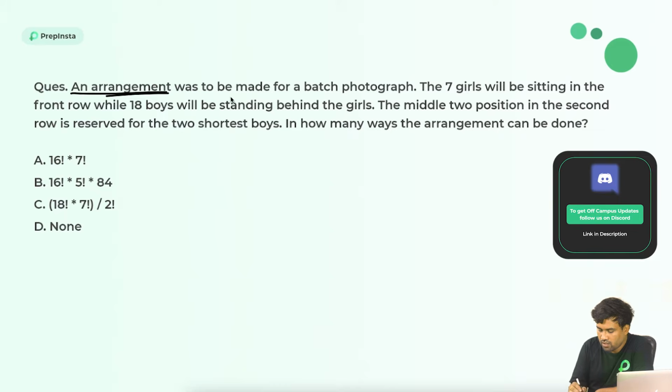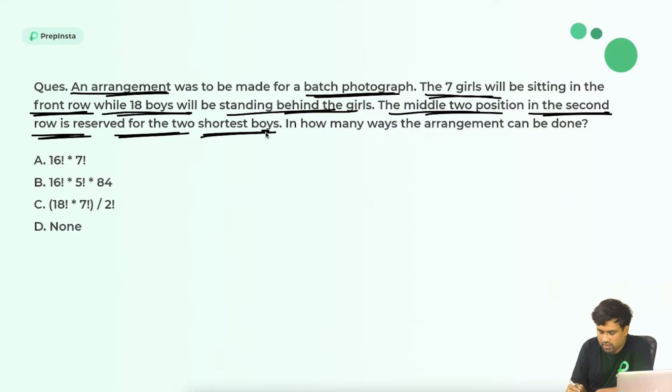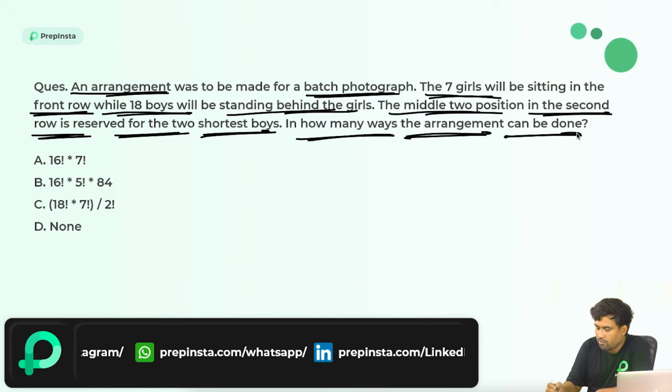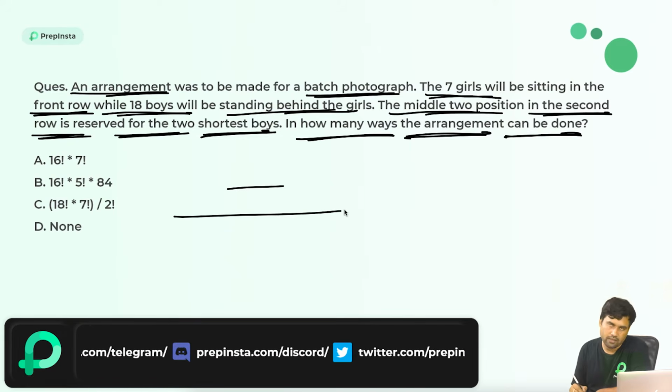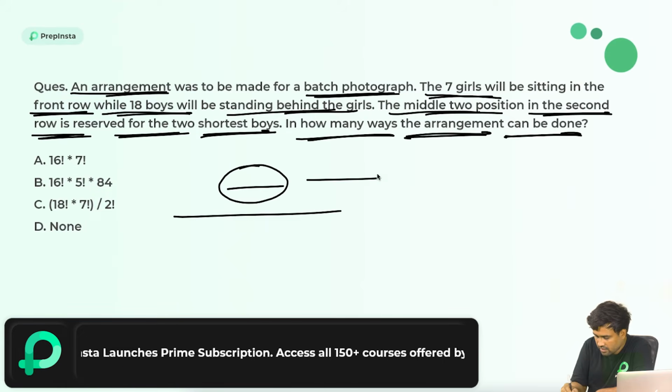An arrangement was to be made for a batch photograph. The 7 girls will be seated in the front row while 18 boys will be standing behind the girls. The middle two positions in the second row are reserved for the two shortest boys. How many ways can the arrangement be done? Just look at here guys. Here we need to create 2 rows, right? And the first row has 7 girls.